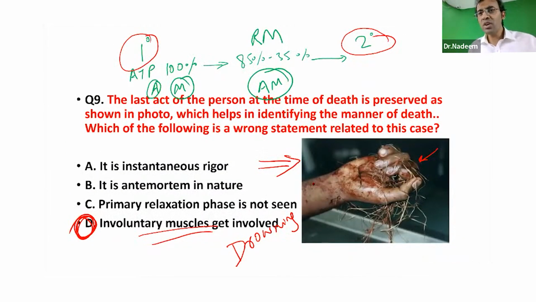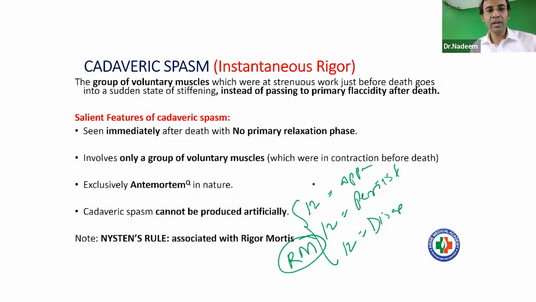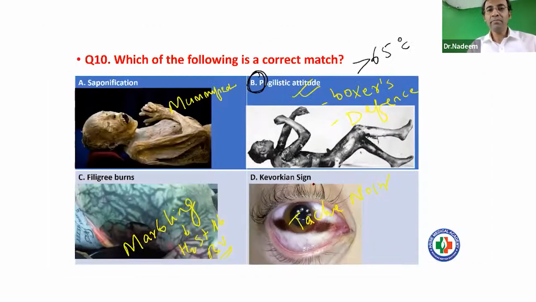Yeah, this was the case of cadaveric spasm where only voluntary muscles are getting affected, no? Not involuntary. Okay. Chalo, Dr. Ashwini is asking about fresh water and salt water drowning, right? Okay, question number 10. The right answer was B, pugilistic.